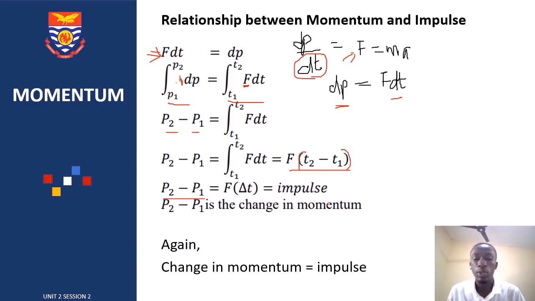P2 minus P1. And I hope you do remember that mathematically we expressed impulse as what? F times change in T. And P2 minus P1 can be our what? Change in momentum. So from here, we can just say that change in momentum is equal to what? Impulse. Where the change in momentum is what? P2 minus P1, or mv2 minus mv1.